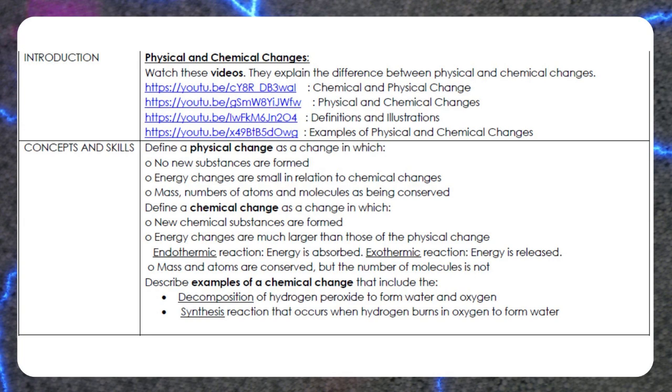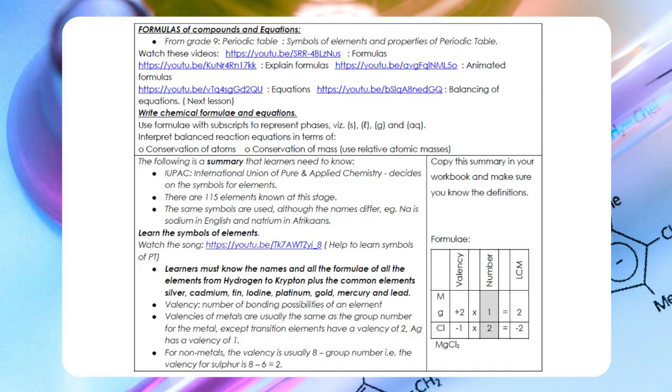Define a chemical change as a change in which new chemical substances are formed. Energy changes are much larger than those of the physical change. Endothermic reaction, energy is absorbed. Exothermic reaction, energy is released. Mass and atoms are conserved, but the number of molecules is not.